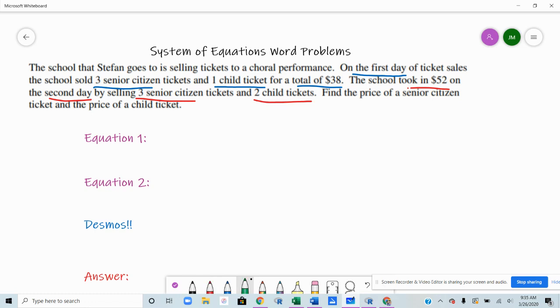The first equation should work for the first day. So if we look at the first day, it says there are 3 senior citizen tickets and 1 child ticket for a total of $38. So 3S plus 1C equals 38 is for your first day of ticket sales. Remember, you can use any letters you want to. I used S for senior citizen and C for child. You can still use X and Y. You can use A and B. You can use whatever you want to.